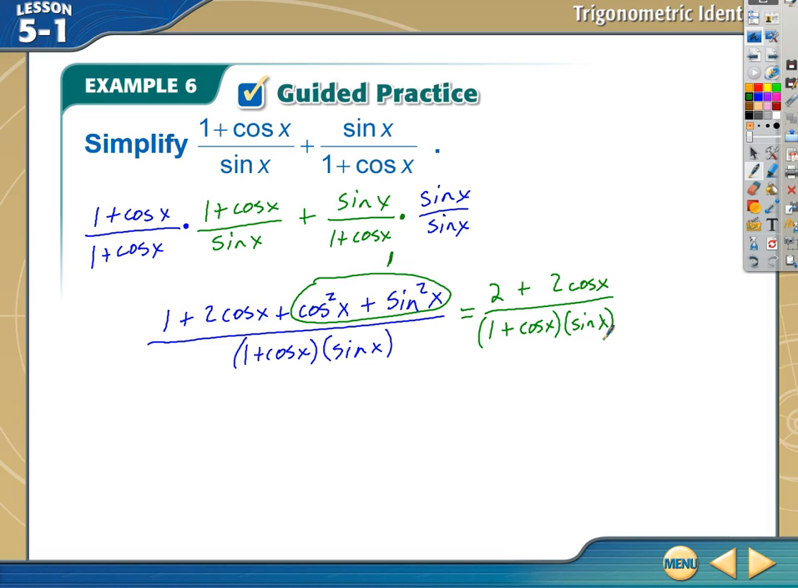And what do I do from here? Well, peanut butter. The F word we also like: factor. So I can do that here. Take out a 2. It's 2 times 1 plus cosine of x all over, hey, look at that, 1 plus cosine of x sine of x. What happened? This can now go away. I'm left with 2 over sine of x. Well, 1 over sine of x is just the same thing as cosecant x. So that's 2 cosecant of x.